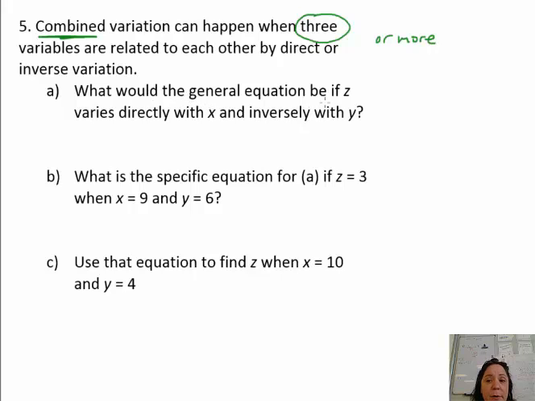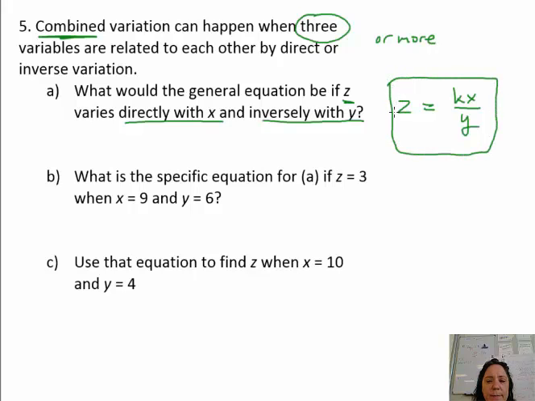So let's consider the general equation if some variable z varies directly with x and inversely with y. Now, if z varies directly with x, then z equals kx. But if it varies inversely with y, then z would equal k over y. So in fact, we could combine our constant of variation into one and write z equals kx over y. And that would be our general equation.